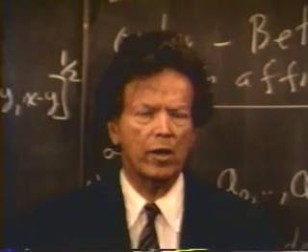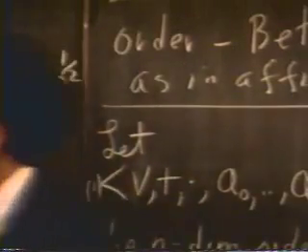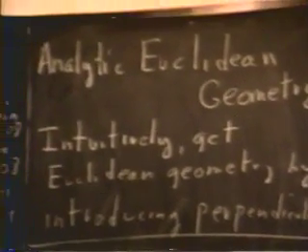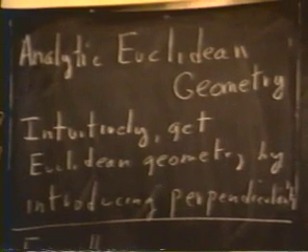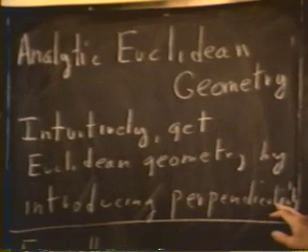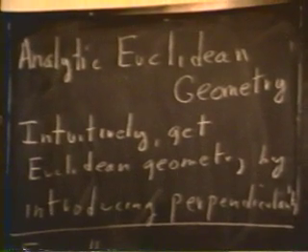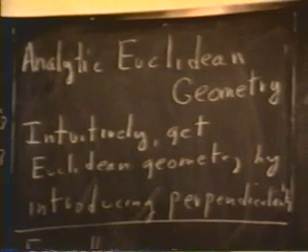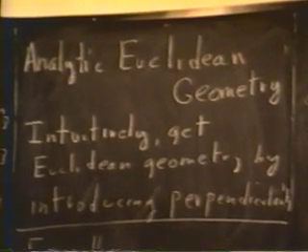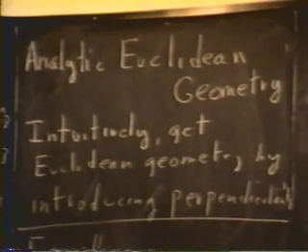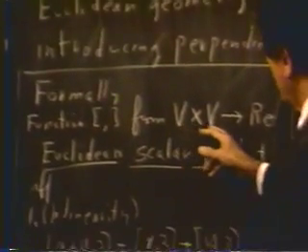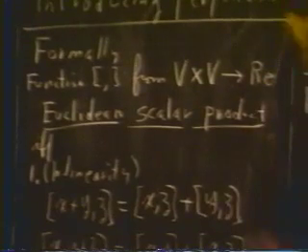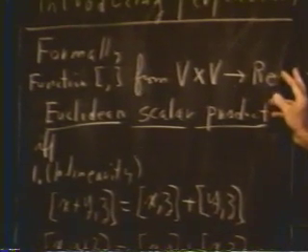We next turn to analytic Euclidean geometry. Intuitively, we can think of getting Euclidean geometry by introducing in affine geometry the concept of perpendicularity. Formally, we define a Euclidean scalar product, and we'll show how it's related to the qualitative concept of perpendicularity of two vectors. Such a scalar product is a mapping from the Cartesian product of the vector space with itself into the real numbers. Here we'll restrict ourselves just to the underlying field being the real numbers.